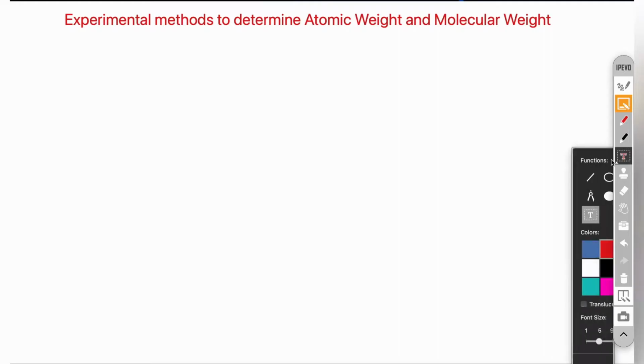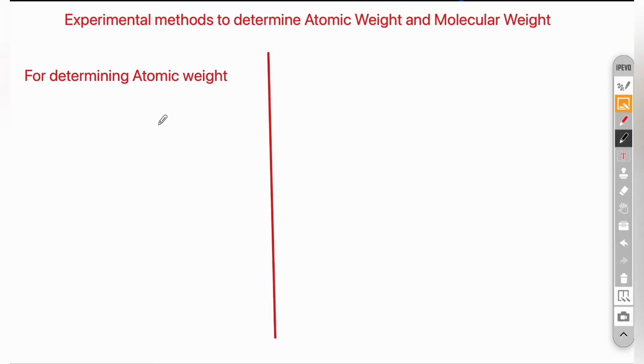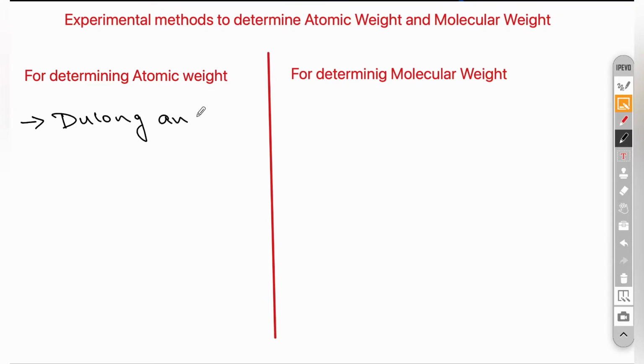Hello everyone. Today we are going to talk about experimental methods to determine atomic weight and molecular weight. On one side we will write for atomic weight, other side for molecular weight. For determining atomic weight we have Dulong and Pettit method, whereas for determining molecular weight we have three methods.